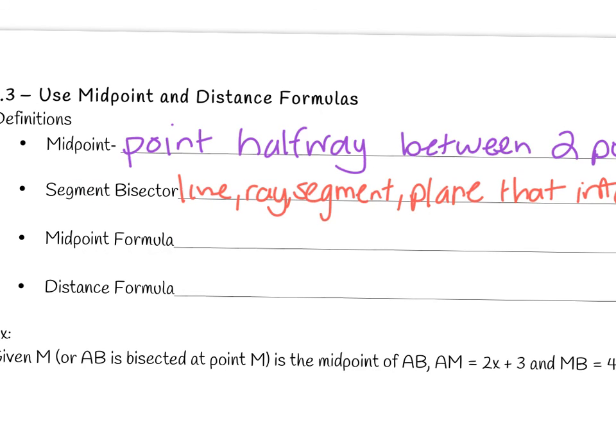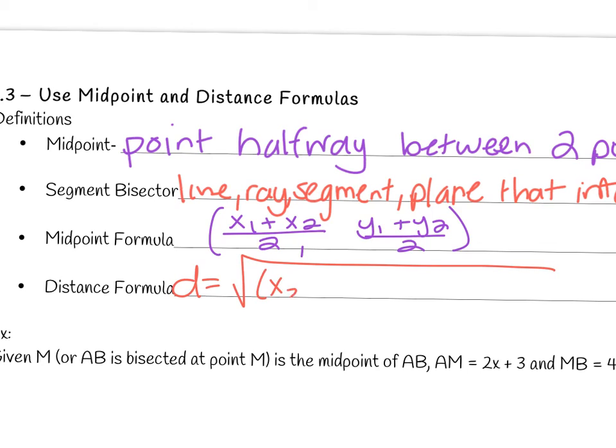The midpoint formula when you're given 2 points is x1 plus x2 over 2 and y1 plus y2 over 2. And the distance formula is the square root of x2 minus x1 squared plus y2 minus y1 squared.